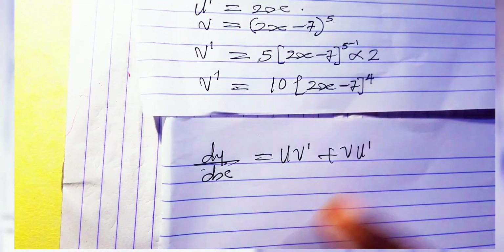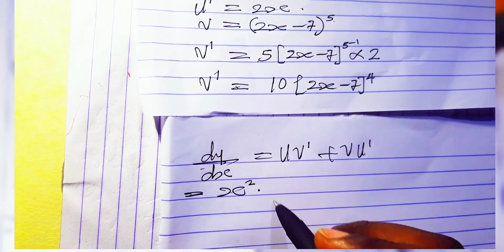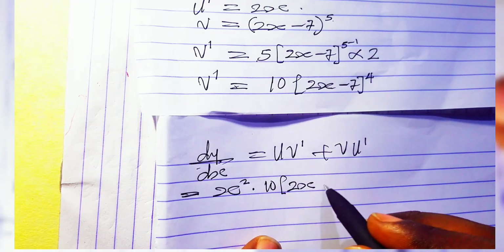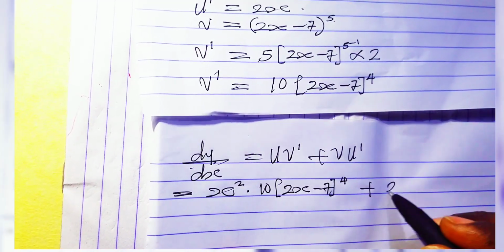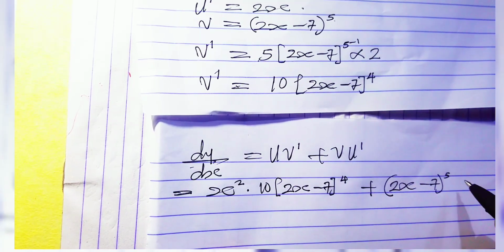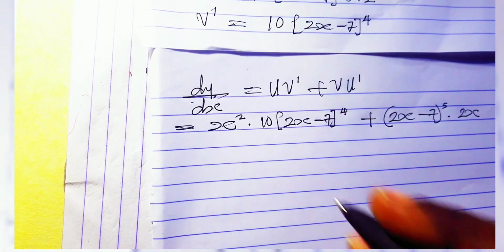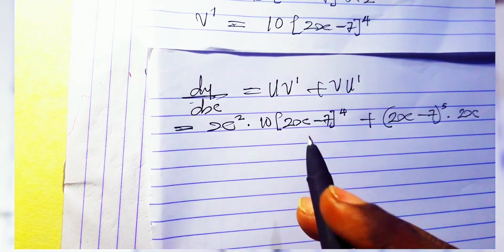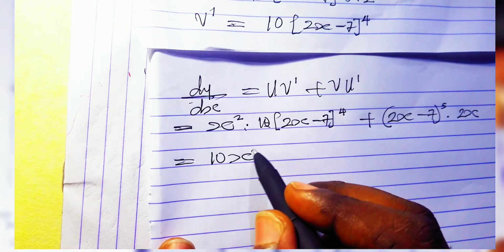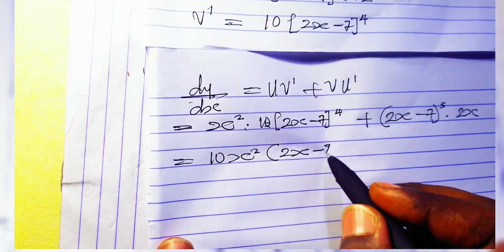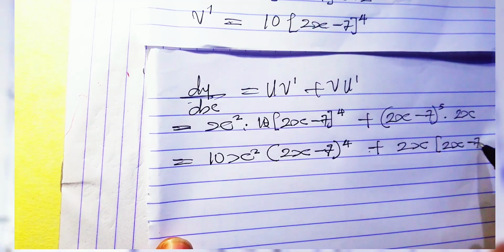Okay, and then we go. u itself is x squared, multiplied by 10 in the bracket 2x minus 7 raised to the power of 4, and then plus v itself, which is 2x minus 7 raised to the power of 5, multiplied by u prime, that's 2x. So we can put it that way, and then that means we have 10x squared in the bracket 2x minus 7 raised to the power of 4, plus 2x in the bracket 2x minus 7 raised to the power of 5.